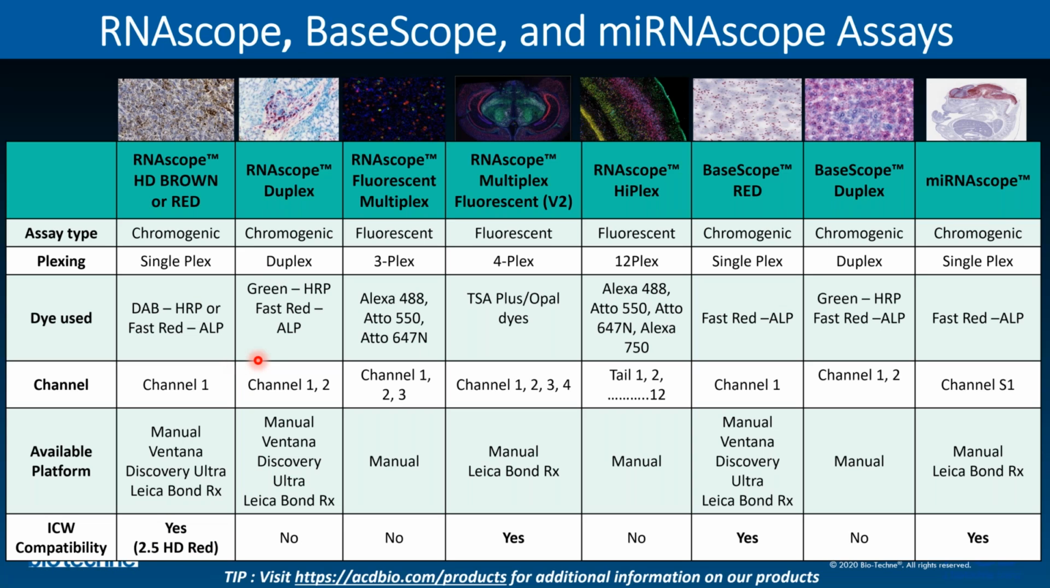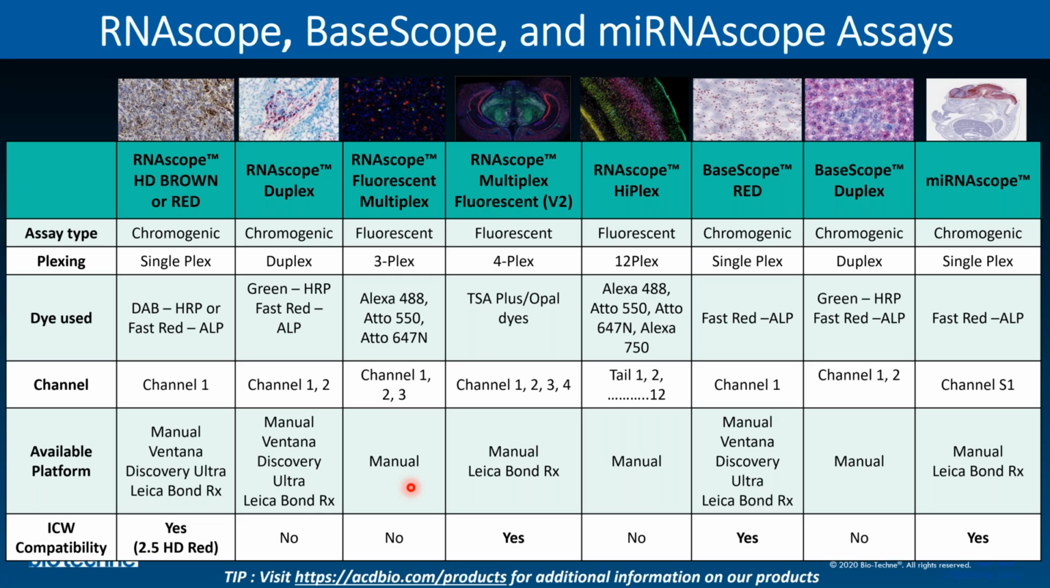So that takes care of the singleplex chromogenic assay offerings that we have. The next three columns, columns 3, 4, and 5, are going to focus on the fluorescent assays that we have. So we have the RNAscope Fluorescent Multiplex assay, the Multiplex Fluorescent V2 assay, and the Hyplex assay. The one difference between the three is with regards to the plexing, or the number of targets that you can look at. With Fluorescent Multiplex, you can look at 3 targets. With Multiplex Fluorescent V2, you can look at 4. And with the Hyplex assay, you can look at 12 targets simultaneously. And the other point to also note is with regards to the compatibility.